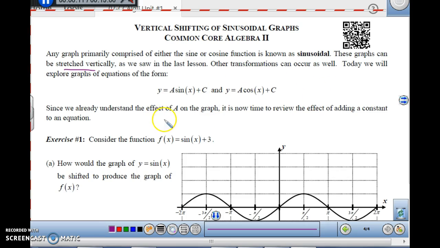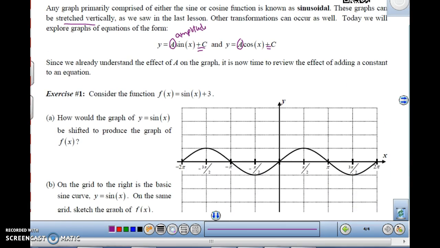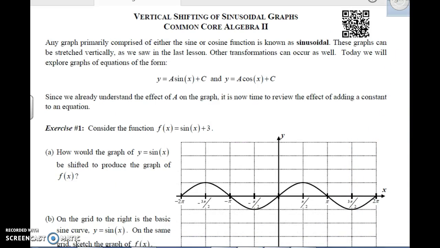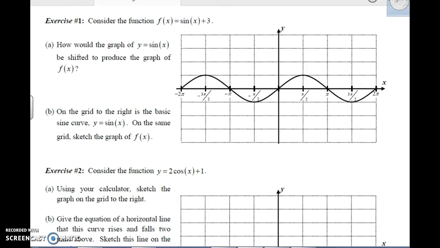Today we're going to look at the graphs of the equation y equals a sine x plus c and y equals a cosine x plus c. Now a, we already know, affects the vertical stretching because that is the amplitude. That is about changing the amplitude to make the graph stretch. What we're going to look at today is the c value, or adding a constant to an equation. We should have an idea of what happens when you add a constant to an equation from previous lessons, back when we did parabolas and that kind of thing.